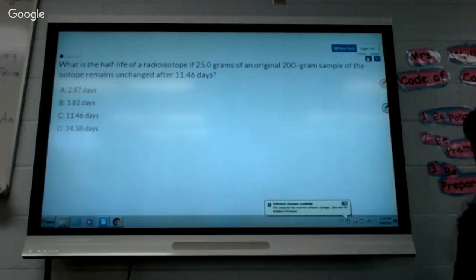All right. Last question. This one works backwards, and I just randomly selected this, so hopefully this question makes sense. I didn't actually work it. What's the half-life of an isotope if 25 grams of the original 200 gram sample is left unchanged after 11.46 days? So we have to work this out. Yeah, you got to solve it.